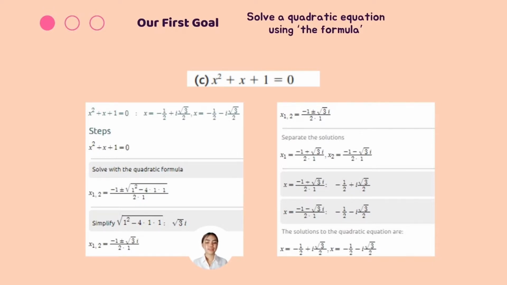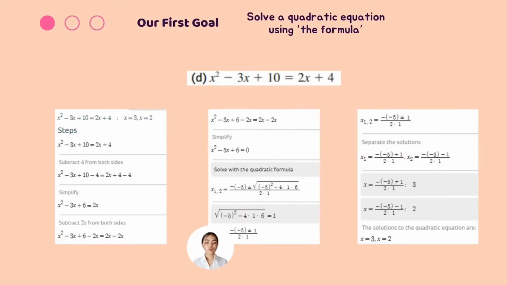So let us proceed with our D, where the given equation is x squared minus 3x plus 10 is equal to 2x plus 4. So we need to subtract 4 from both sides. So this will give us x squared minus 3x plus 10 minus 4 is equal to 2x plus 4 minus 4. So we need to simplify it. So after that, this will give us x squared minus 3x plus 6 equals 2x. And then after that, we need to subtract 2x from both sides.